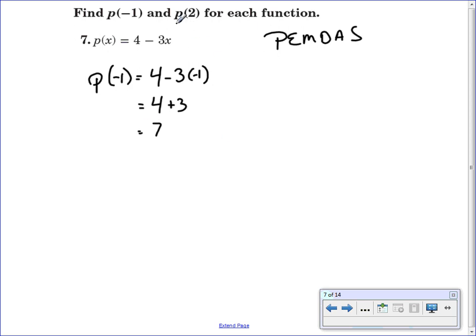Now you got 2 here. So now we want to figure out what p of 2 is. All right, so once again, you're going to take out the x and you're going to replace it with a 2. So that's 4 minus 3 times 2. And just follow your order of operations on this. Okay, multiply first, and then carry through on the addition or subtraction, and you're done.